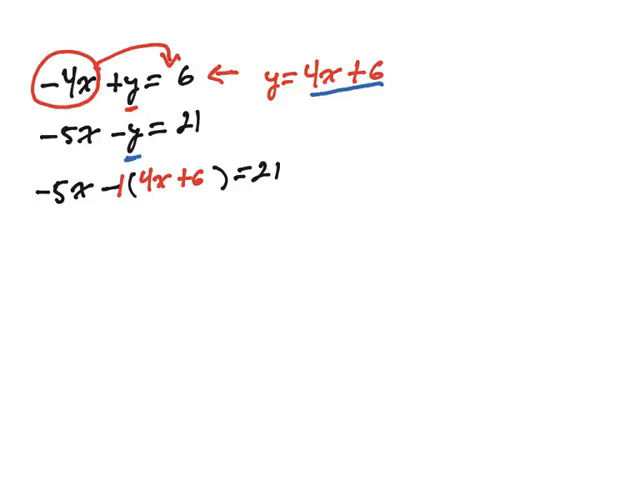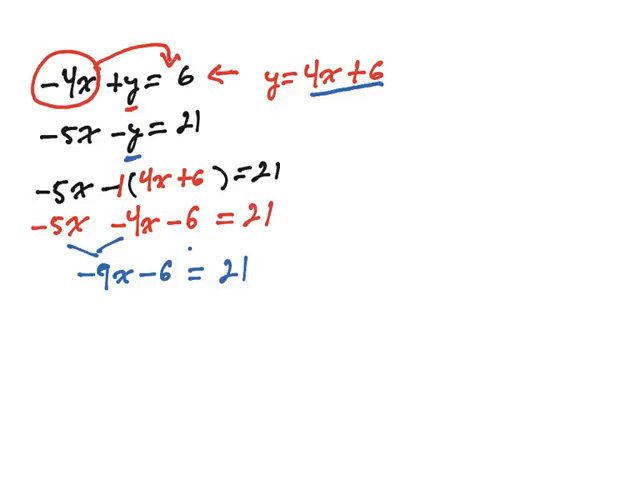So negative 1 times positive 4x is negative 4x. And negative 1 times positive 6 is negative 6. Bring down the rest of this equation. Okay? So we have here now negative 5x minus 4x minus 6 equals 21. And we can combine like terms here. Negative 5x and negative 4x become negative 9x minus 6 equals 21. And we have to add 6 to both sides in order to get rid of this minus 6. We have to add 6 to both sides.